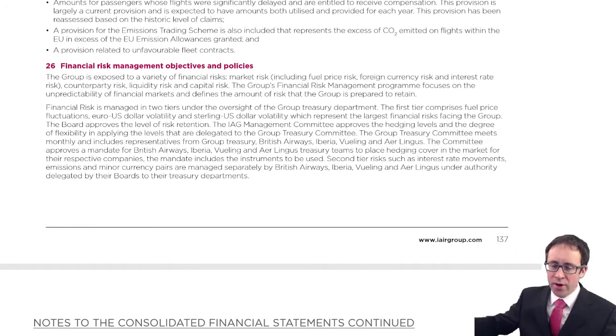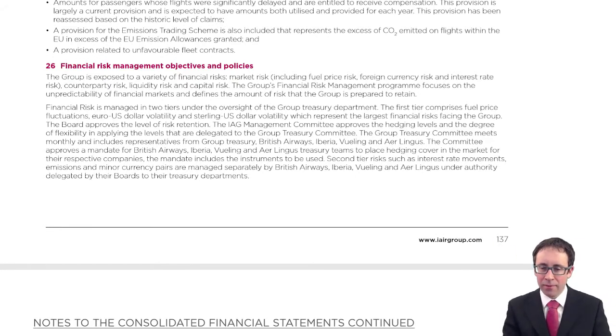I'm not going to go through and read it line by line, but you can see in the first paragraph it talks about how they're subjected to risk. So it talks about market risk. Now, the market risk isn't just any investments that they've got in shares. The big risk that they've got here is fuel price risk, because as that fluctuates, it's going to impact the cost of fuel, ticket prices, and therefore their margins.